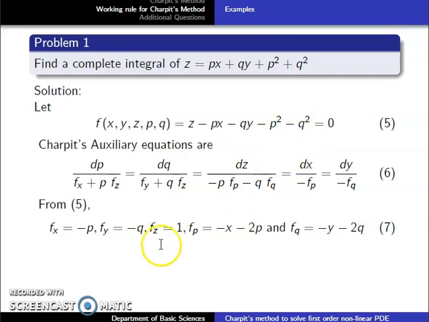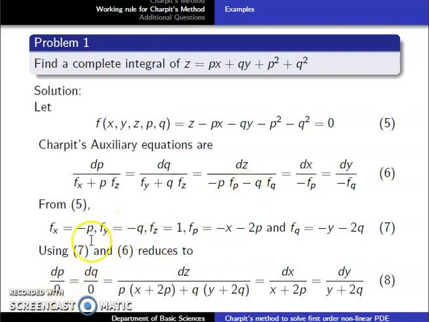Fz, differentiation with respect to z. Remaining variables are constant, so we get 1. Fp, with respect to p. So here is one term minus px and here we have minus p square. So while differentiating we get minus x minus 2p. And fq, here we have minus qy, here we have minus q square. Differentiating we get minus y minus 2q. Let us take this as equation number 7.